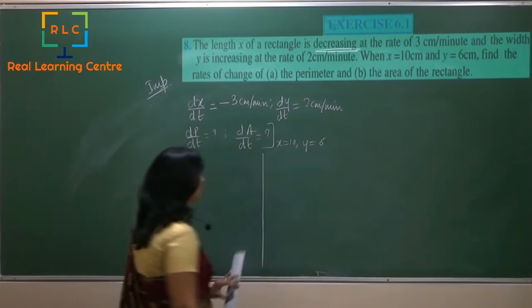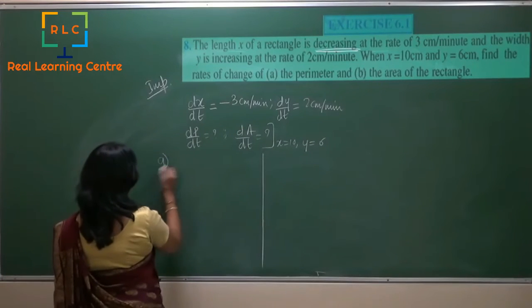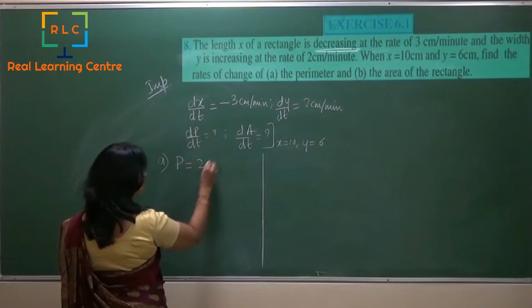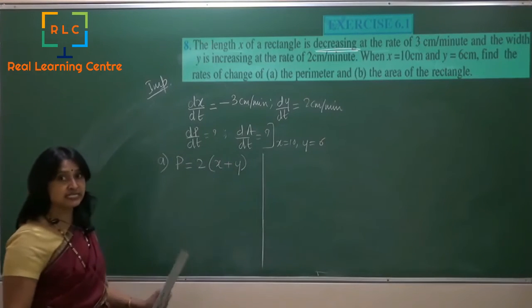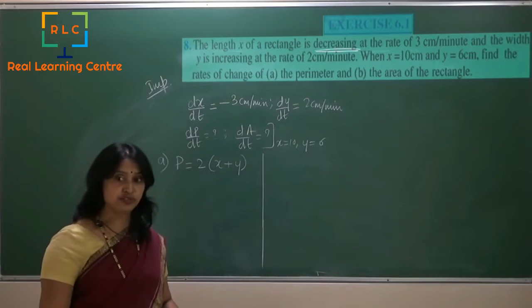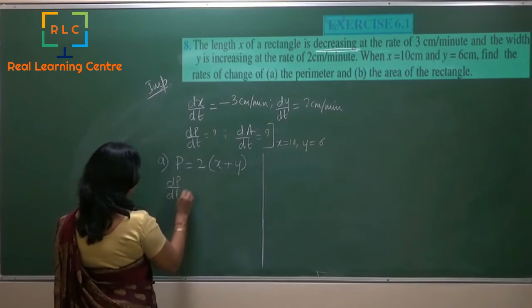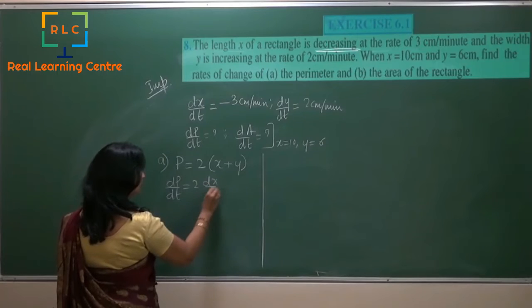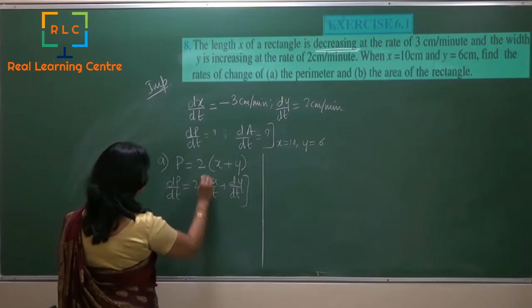One side I'll do for perimeter, one side I'll do for the area. So the A part of the problem, the perimeter of a rectangle is given by 2 into x plus y. And since it is addition, you can do the differentiation directly. You have dP by dt is equal to 2 into dx by dt plus dy by dt.